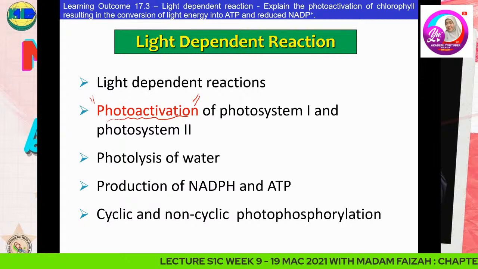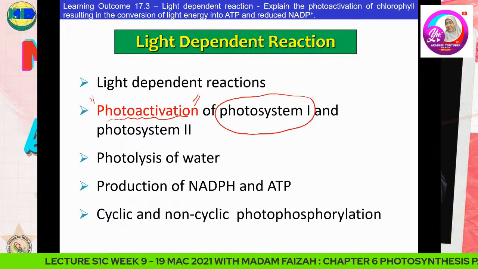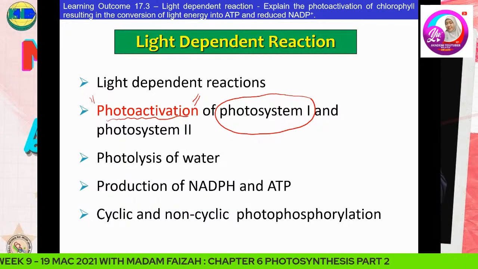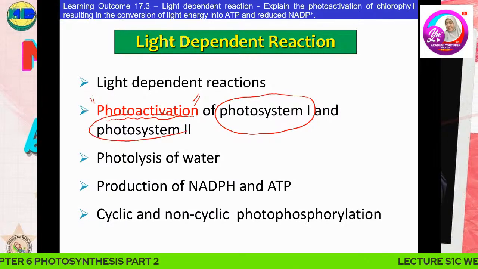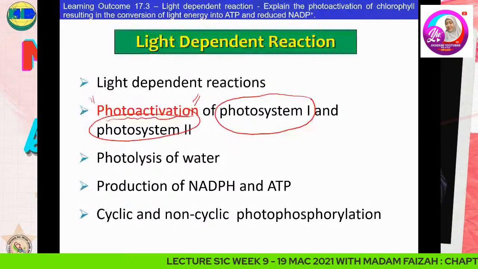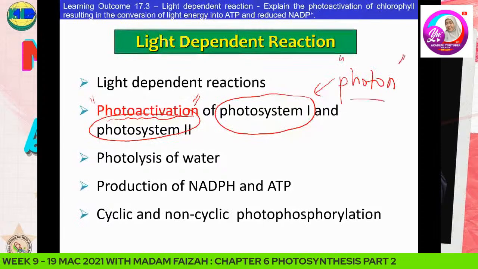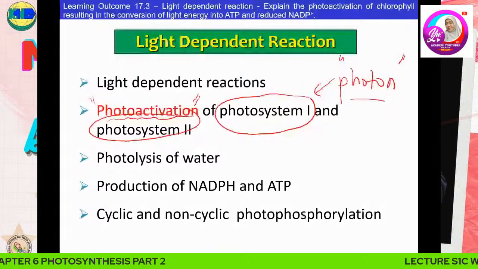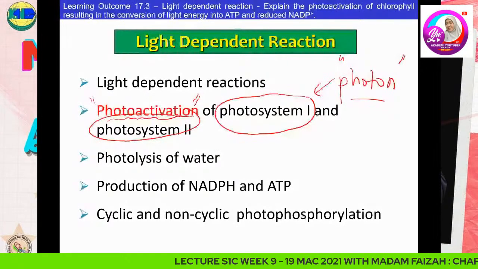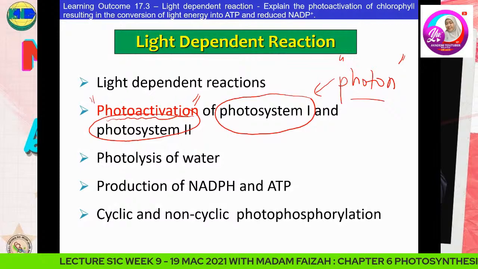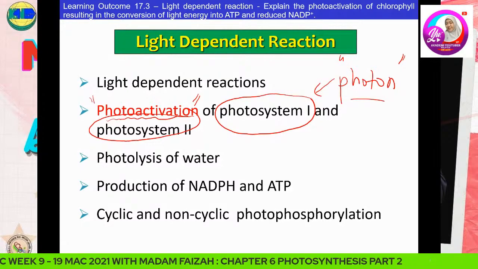When the teacher mentions photoactivation, scientists discovered or proposed two systems, photosystem 1 and photosystem 2. Photosystem 1 and photosystem 2 actually relate to what the teacher mentioned before, photon. If you still remember what a photon is, refer back to my lecture part 1 on Monday, where the teacher shared with you how you apply the physics concept here. As you all know, photo is all about light, all about light energy.